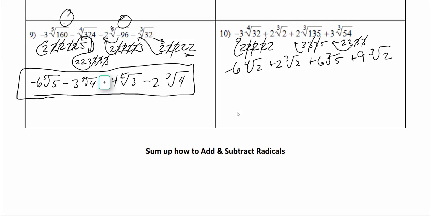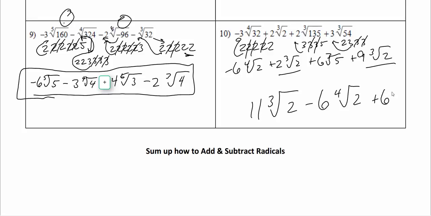All right, what can I add? Can I add anything? Yeah, I can. Actually, I can add this one and this one because they're the same roots and the same numbers inside. So 2 plus 9 is 11 times the 3rd root of 2, minus 6 times the 4th root of 2, plus 6 times the 3rd root of 5.